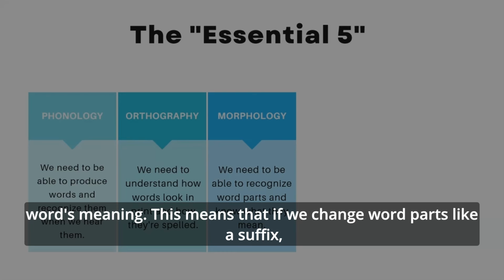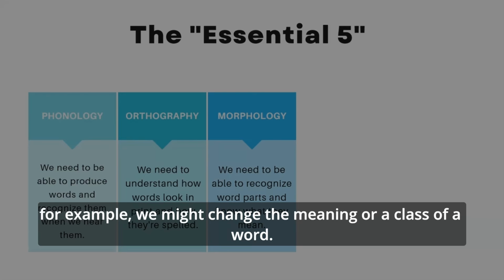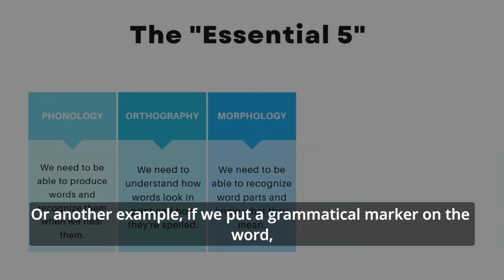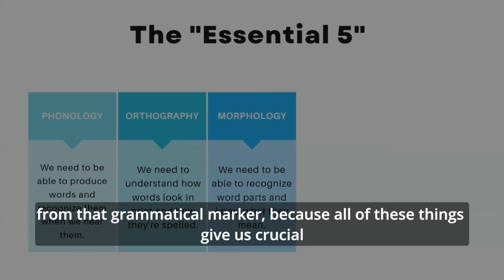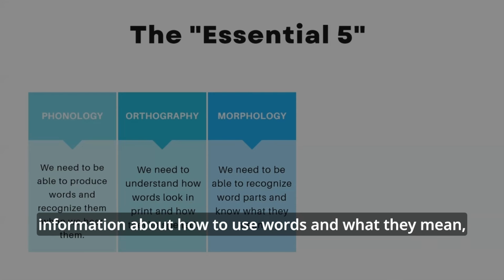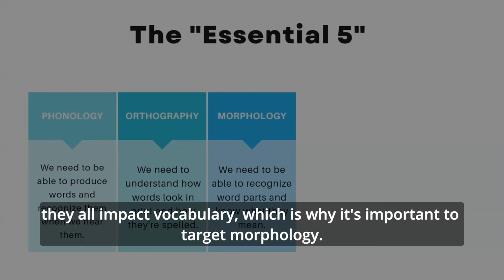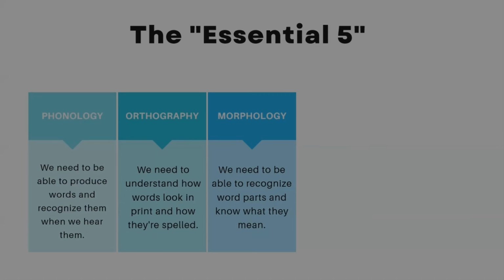This means that if we change word parts, like a suffix, for example, we might change the meaning or class of a word. Or, as another example, if we put a grammatical marker on the word, part of the word would remain the same, but we'd be getting information from that grammatical marker. Because all of these things give us crucial information about how to use words and what they mean, they all impact vocabulary, which is why it's important to target morphology.